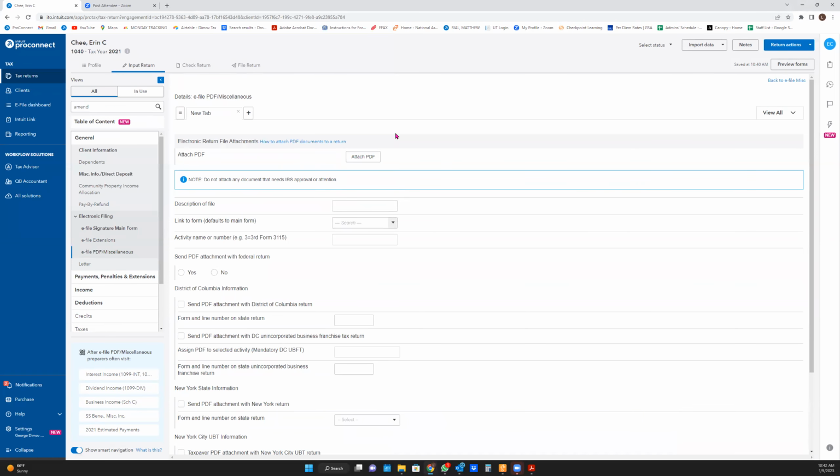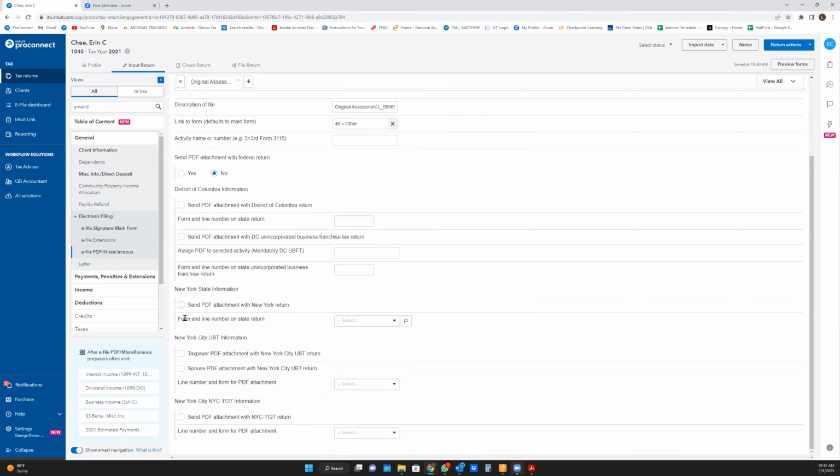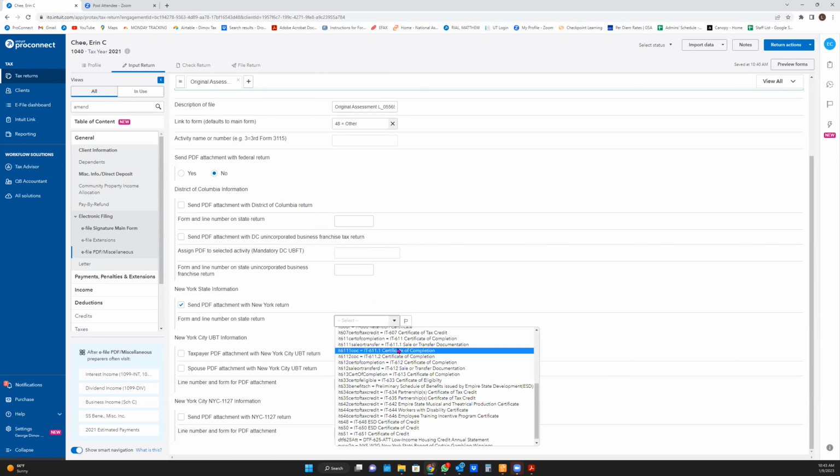So we're going to attach the original assessment, so New York further knows, other, and we're going to send the PDF attachment with New York. Then we can get a little bit more specific. Why are we sending it?